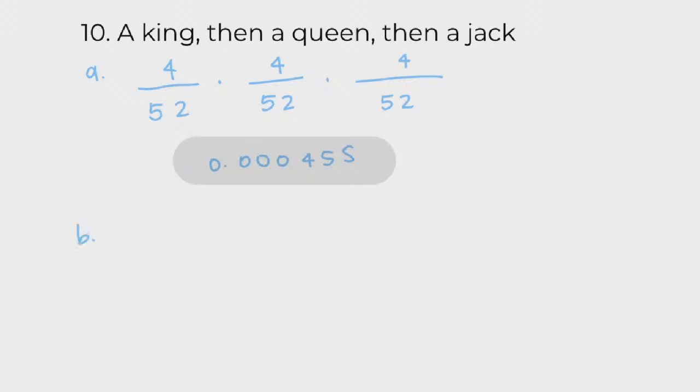Okay, for part B, we're not going to put the card back. So the first time, there's still 52 cards and 4 of them are kings. The second time we draw, there are only 51 cards, and we're going to assume the first one was a king. So there are 4 queens left in the deck. And we're not going to put that card back either, so there's only 50 cards left. And we're going to assume the first one was a king, the second one was a queen. So of the 50 that are left, there are 4 jacks. And that'll be 0.000483.